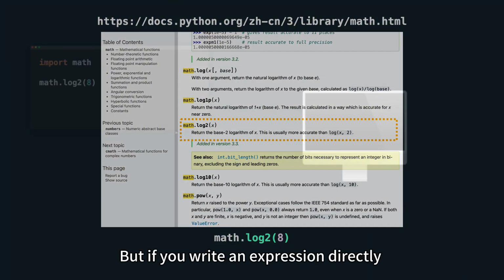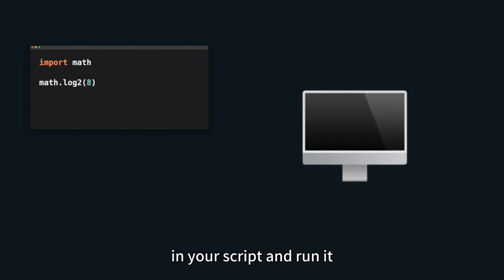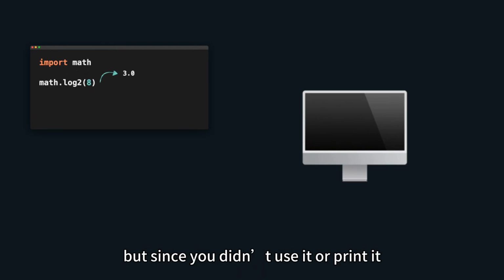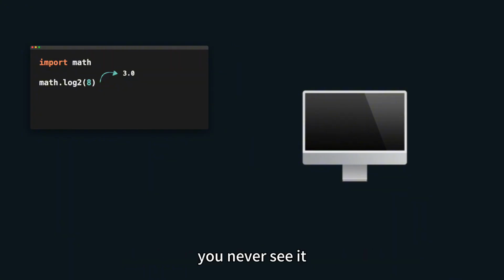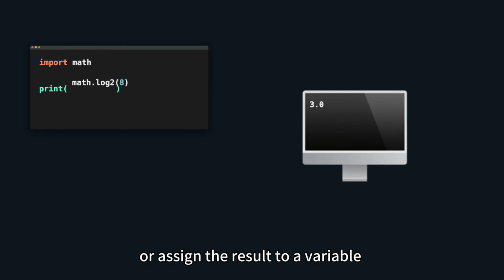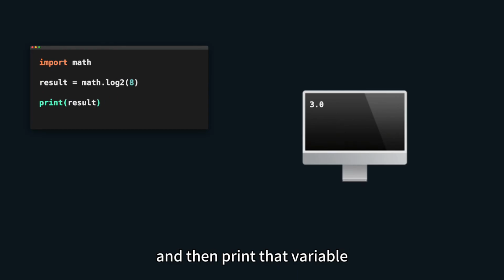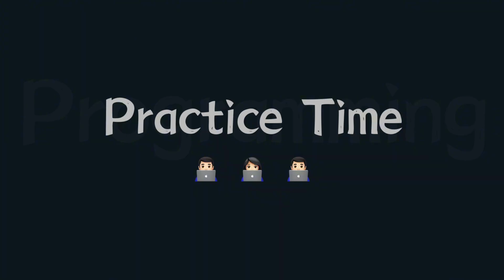But if you write an expression directly in your script and run it, you'll notice nothing prints out. That's because Python does compute the result and store it in memory. But since you didn't use it or print it, you never see it. So to see the result, you must use print or assign the result to a variable and then print that variable. Now it's practice time.